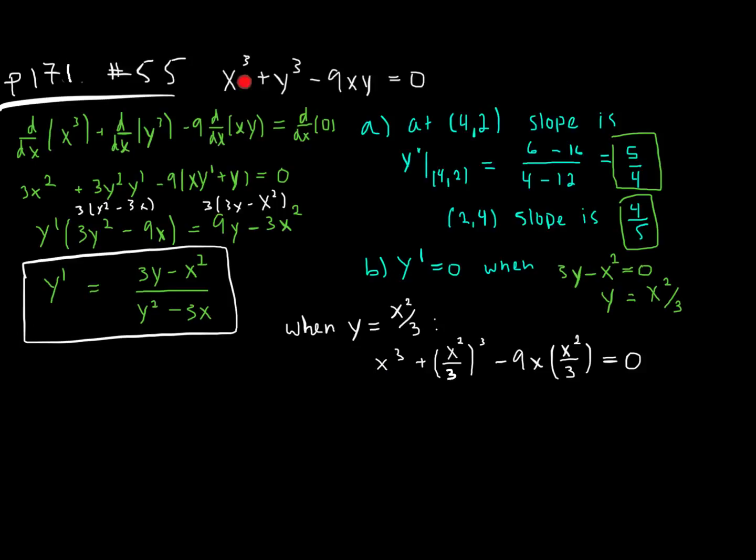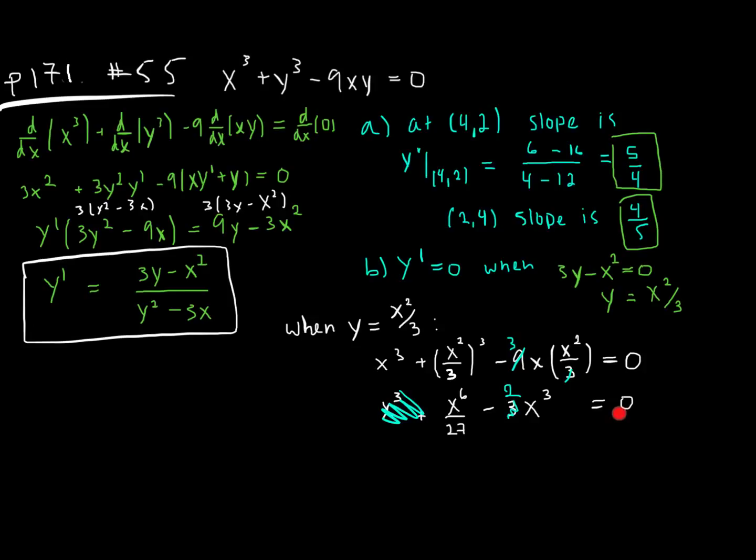So I'll end up with x cubed plus (x squared over 3) cubed minus 9x times x squared over 3 equals 0. And now I'm going to notice a couple of things. I'm going to end up with an x cubed here, and I have an x to the 6th here. I have negative 9 over 3. Let's simplify that a little bit. It's going to be 3. And I'm going to get an x cubed here as well. Alright, so having done this, I can collect a couple of like terms. x cubed minus 3x cubed. That's just going to give me negative 2x cubed.